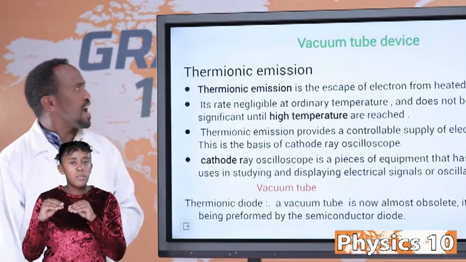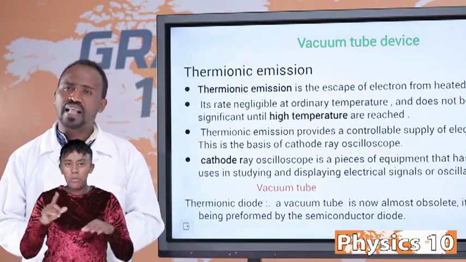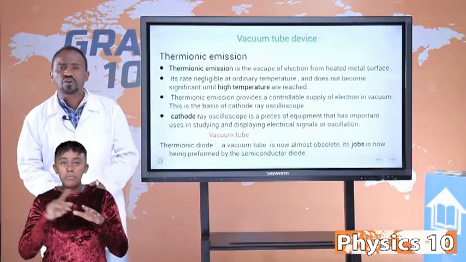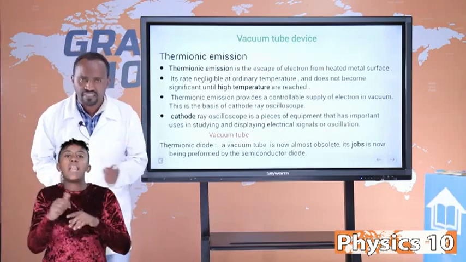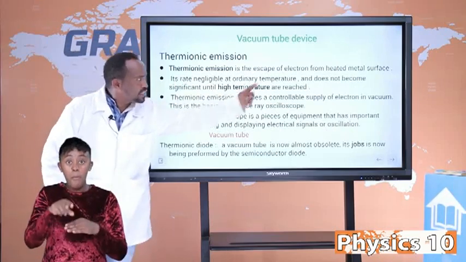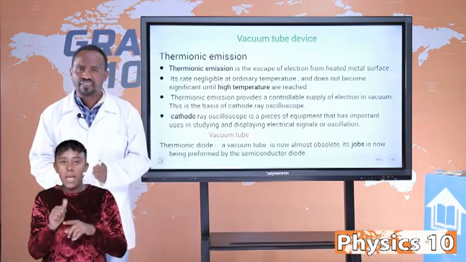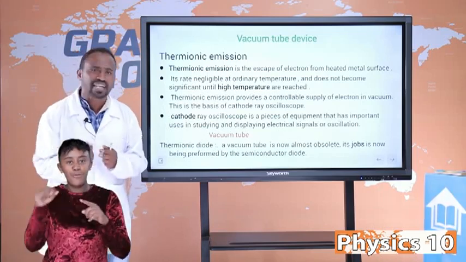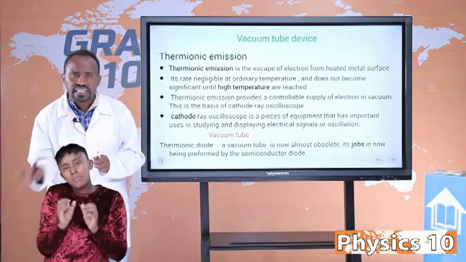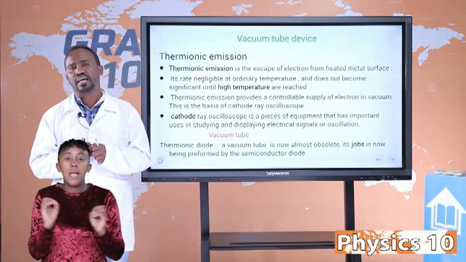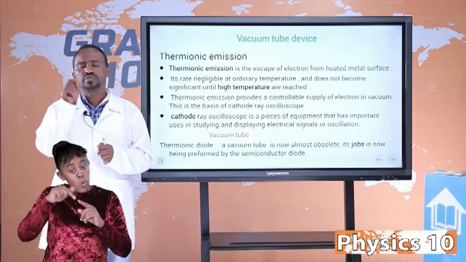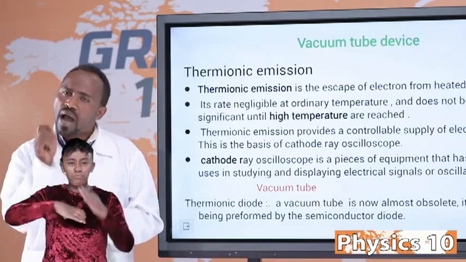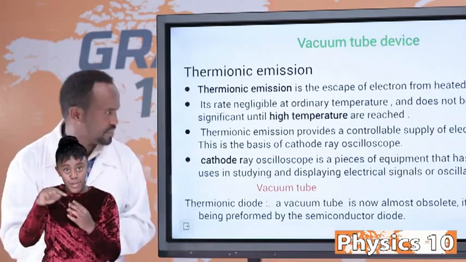Students, let us define thermionic emission. What is thermionic emission? Students, thermionic emission is the emission of electrons from a heated metal surface, or the escape of electrons from a heated metal surface. If the metal is heated, electrons start to be emitted from the metal surface. Without heating, no electron is emitted from the metal surface. So to emit electrons from this metal surface, we have to heat it to high temperatures. Then electrons start to be emitted.